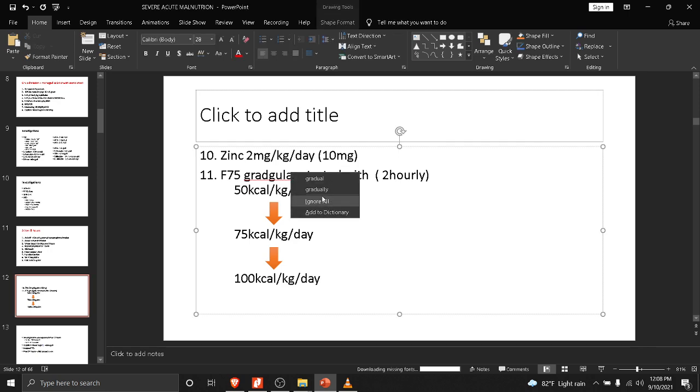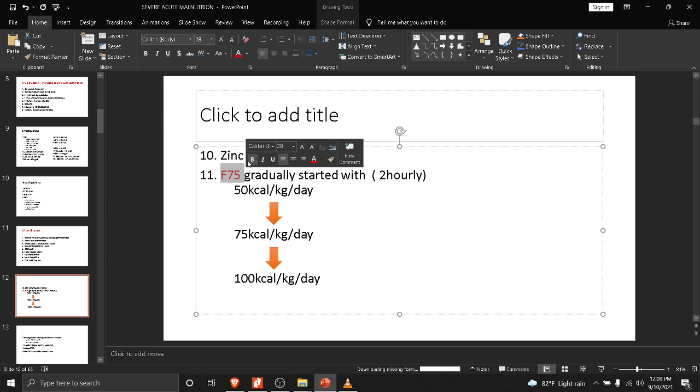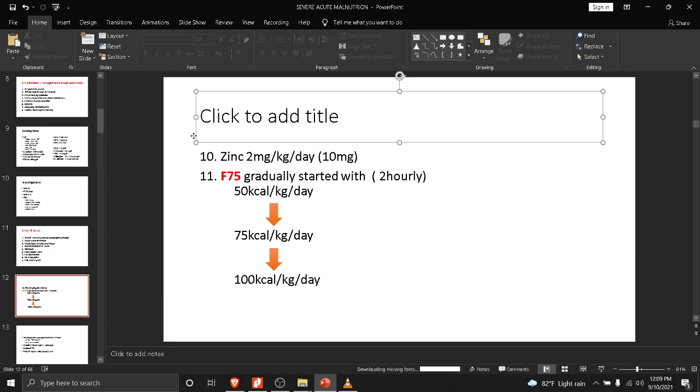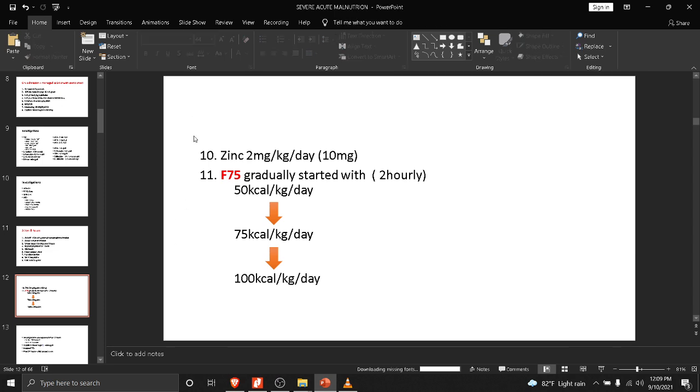Around 10 mg, and around 10 hours we started on F75. So F75 is a feeding formula which we adapted to give in children who come with severe acute malnutrition, in short, to avoid refeeding syndrome, where I will give details later on in the presentation.